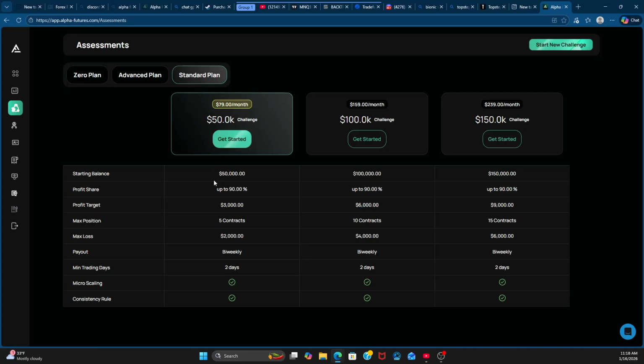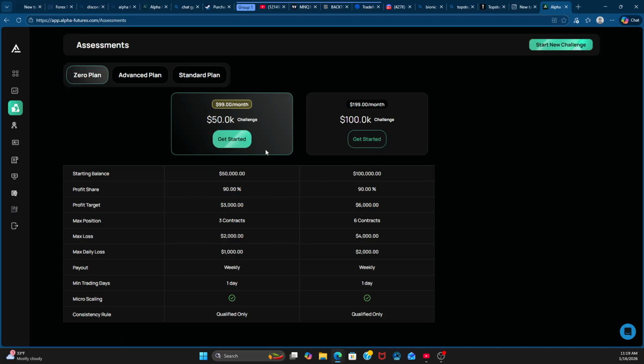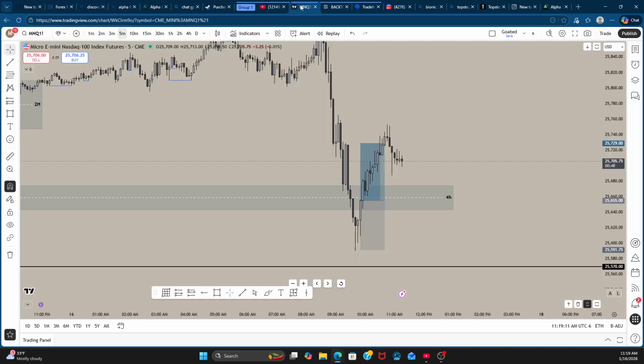Ooh, starting balance. Standard plan, $79, and you pay an activation fee. Yeah, but you can get a $15,000 payout. I'm going to stick with their zero plan. Just risk $1,000, hit a 1 to 1.5 or 1 to 2, and then hit a 1 to 1. That's what I plan on doing. That's what I'm going to stick to.